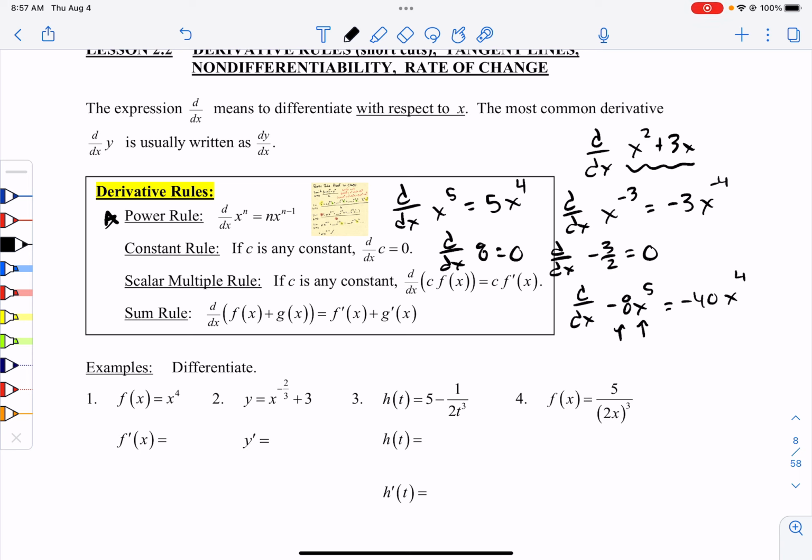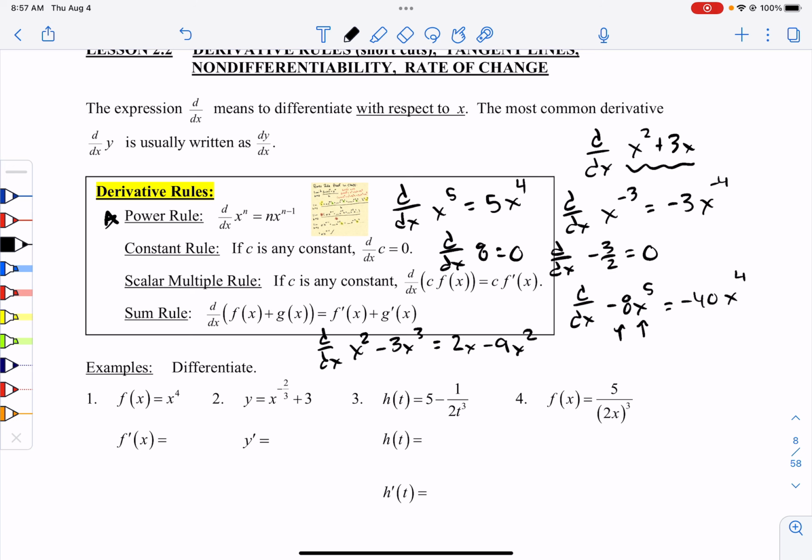Okay, sum rule. The derivative of f of x plus g of x is equal to f prime plus g prime. So the derivative of x squared, let's do a minus, we haven't done many of those, oh, maybe we have, minus 3x to the third. The derivative of that is 2x minus 9x squared. When you're adding or subtracting them together, you can take derivatives of the different parts and then just combine them.